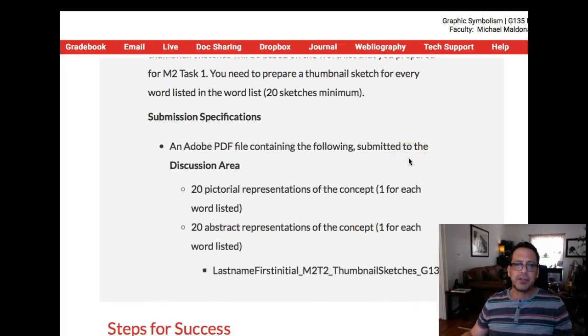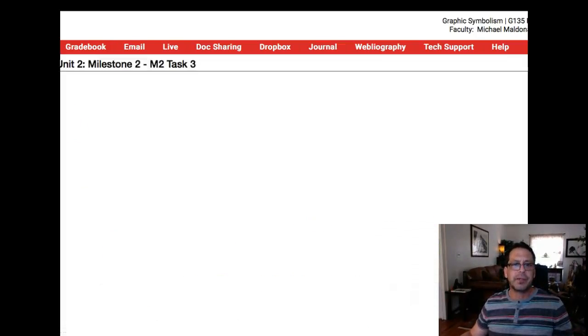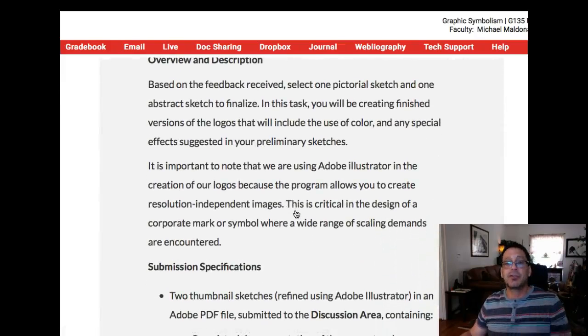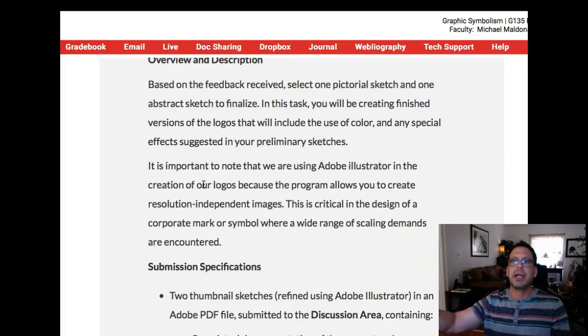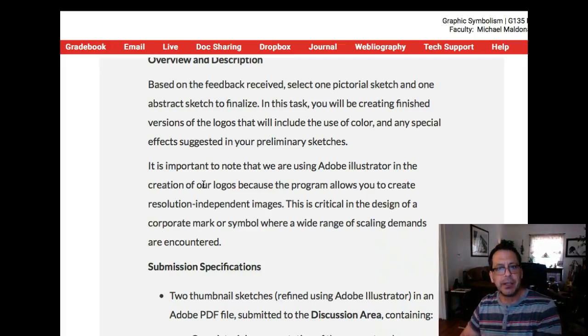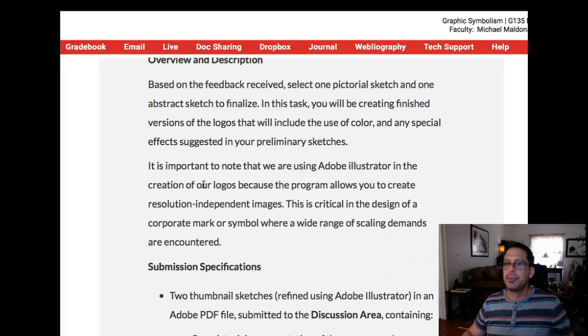Okay, so we had our 20 sketches, our pictorials, and our abstract representations. That's fantastic. Then we went over to Milestone 2, Task 3, and we took our best two and turned those sketches into Illustrator renderings. For the final submission, we took all of my comments and all your peers' comments and said, okay, let's wrap this up. Again, it's not a logo. It would be a visual representation of the way you plan on showing your abstract and pictorial representations of your client. Really, really important distinction to make.